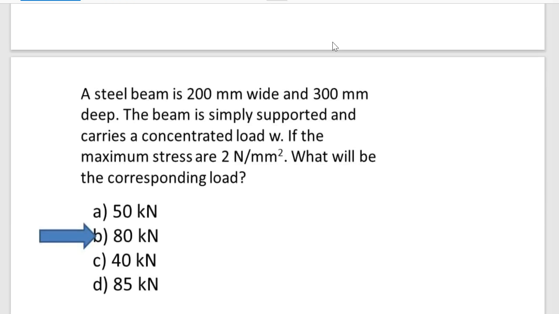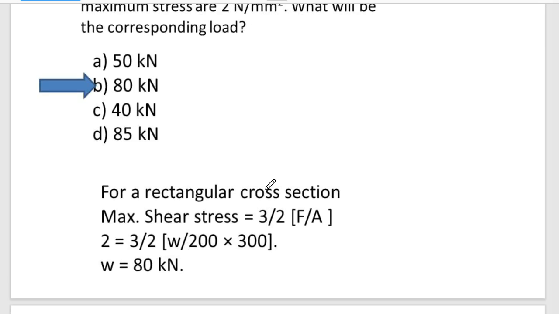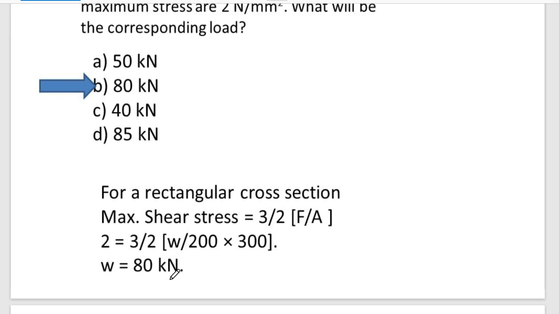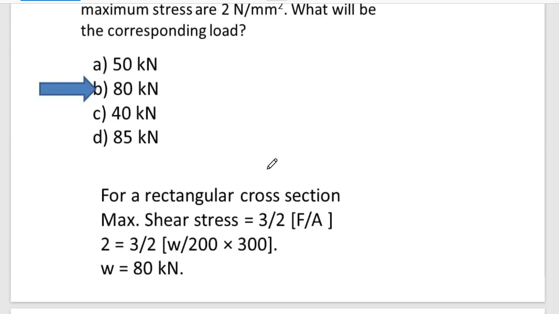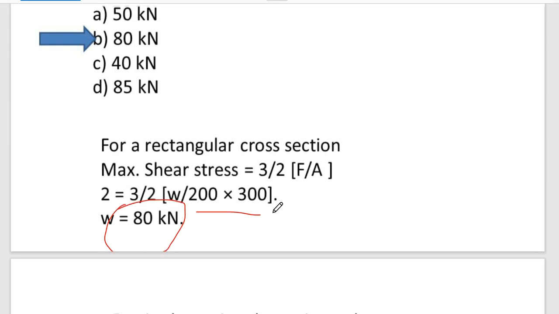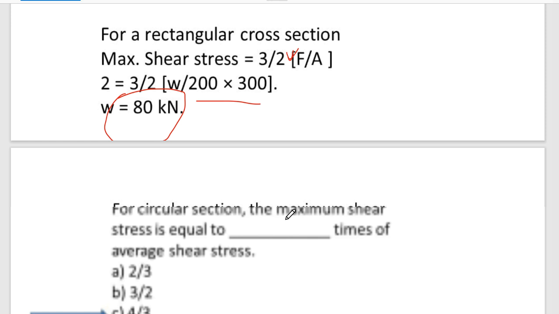Next, question number 25. A steel beam 200 mm wide and 300 mm deep is simply supported and carries a concentrated load of W. If the maximum stress is 2 Newton per mm square, what will be the corresponding load? So directly we can apply the formula, 3/2 times force per area. 3/2 times force, given as W divided by 200 into 300. This is the area. So we can get the load as 80 kilonewton. Our unknown was the force, and we found the force as 80 kilonewton.